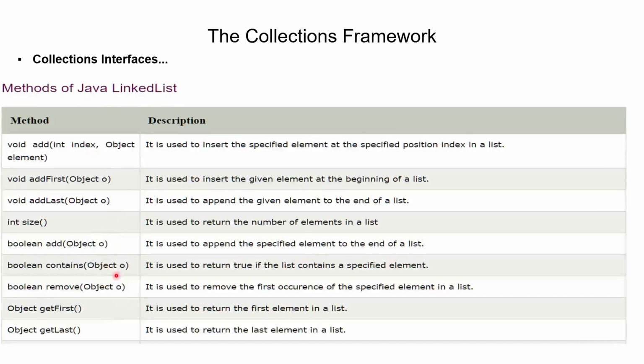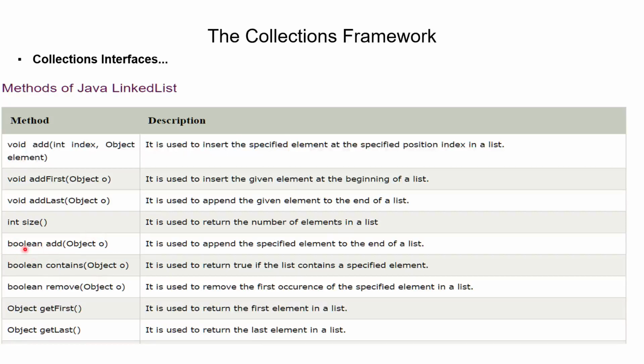So let's take a look at the methods that are part of LinkedList. We have an add that accepts an integer and an object element, and this is used to insert the specific element at the position of the integer that's passed as the index. Then we have addFirst, and we're passing an object, and it's used to insert a given element at the beginning of the list. addLast accepts an object. It is used to append the element at the end of the list. size returns an integer and is used to return the number of elements in the list.